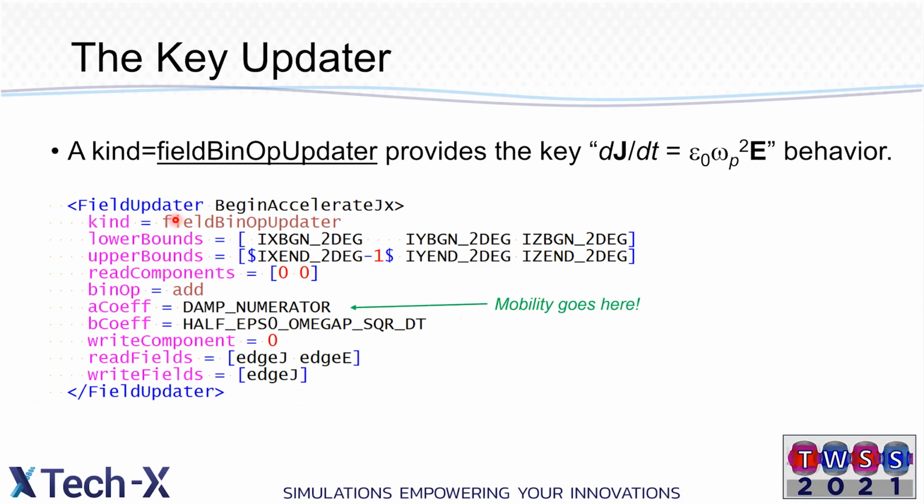And that is done with something called a field bin op updater, where we're just adding to the J the incremental acceleration from the electric field. I'll point out that mobility collisions are very important here. And so then there is a factor which includes the collisions here. But these are pretty fast. The field bin op updaters are computationally very efficient. And so this is the key step for modeling the solid state current in this manner.